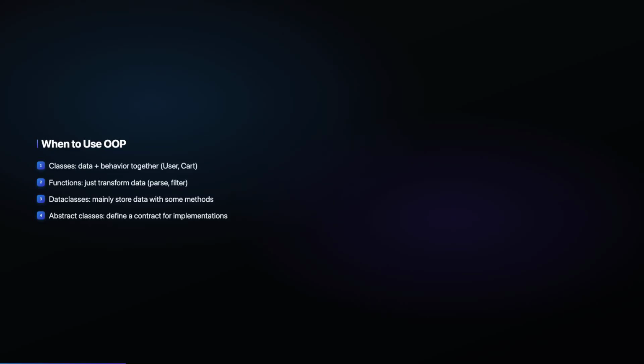Use classes when you have data and behavior that belong together. Use functions when you just need to transform data. Use data classes for storing data with minimal boilerplate. A good rule of thumb: if your class only has init and one other method, use a function.